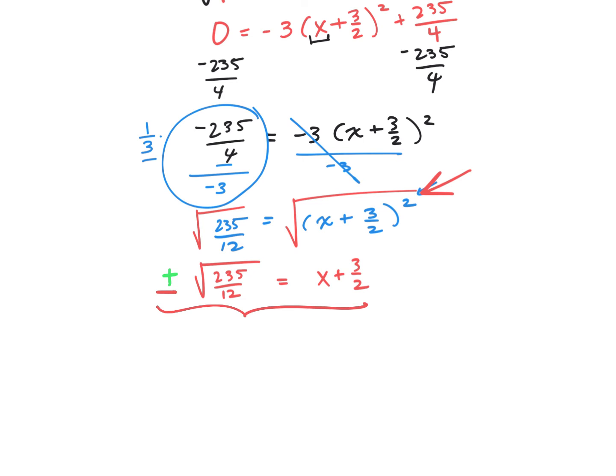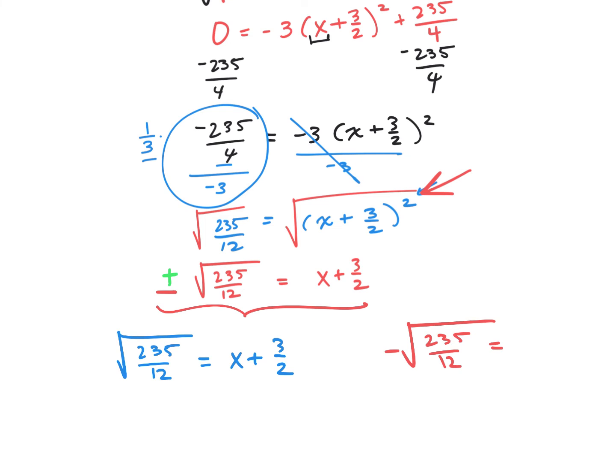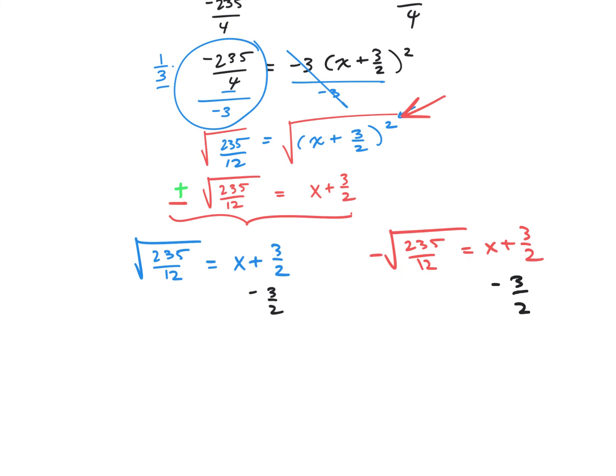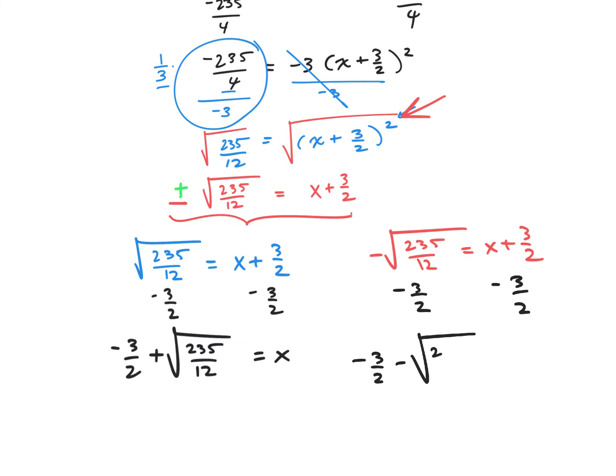So this right here is really two equations. We have the positive square root of 235/12 is equal to x + 3/2. And we also have the negative square root of 235/12 is equal to x + 3/2. And so lastly, I'll just move that 3/2 over and work both equations at the same time. So I'm going to get -3/2 plus the square root of 235/12 is equal to x. And similarly, -3/2 minus the square root of 235/12 is equal to x.